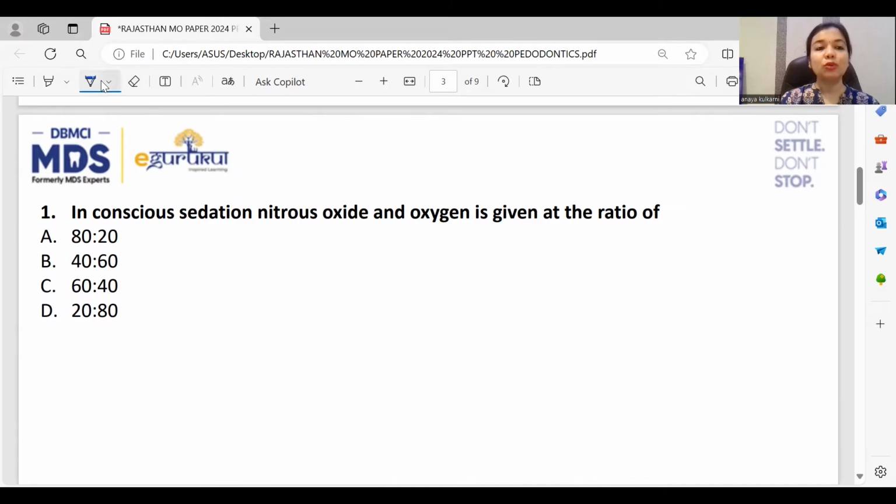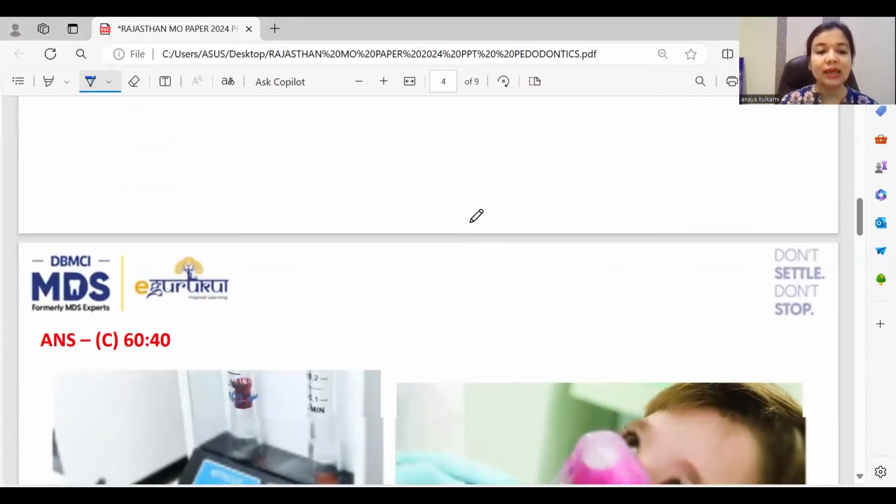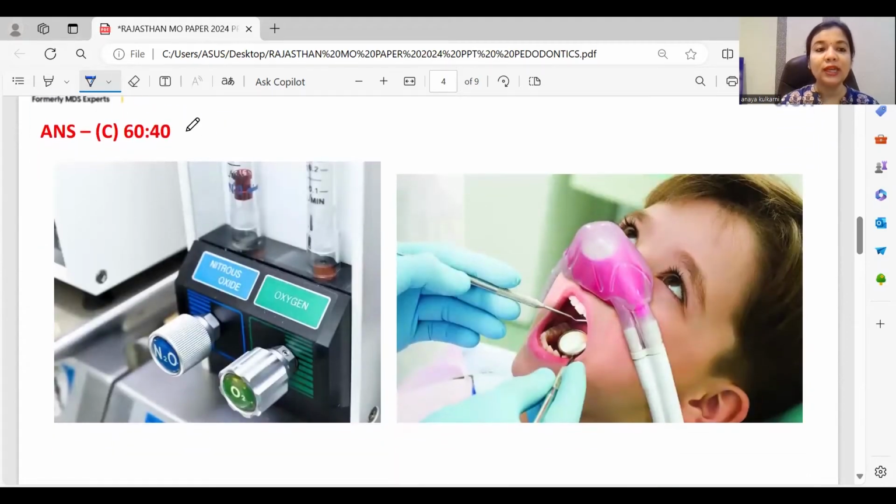So here the first thing that you must carefully read is what they are asking, whether it is nitrous oxide first or whether it is oxygen first. So they are asking nitrous oxide to oxygen ratio. So how much concentration maximum you can give for nitrous oxide, and how much maximum or how much minimum can be given for oxygen. Okay, so that they are asking. So in what ratio you can use it in conscious sedation. So the answer here is answer C, that is 60 to 40. So you can use a 60% concentration maximum of nitrous oxide and a 40% concentration of oxygen.